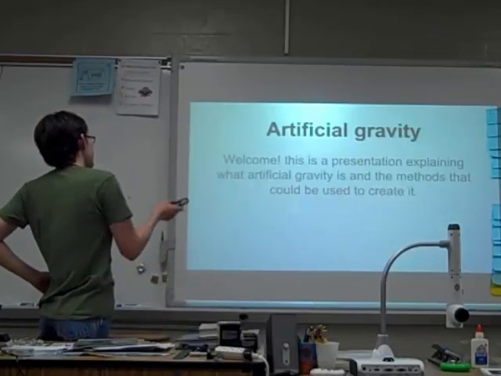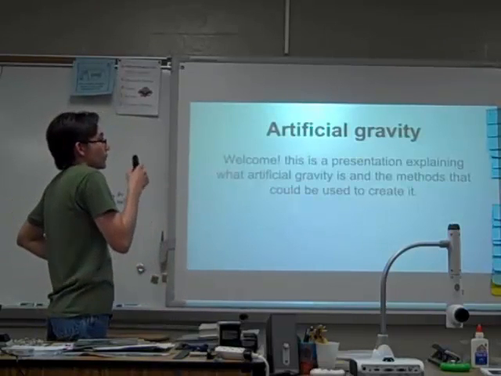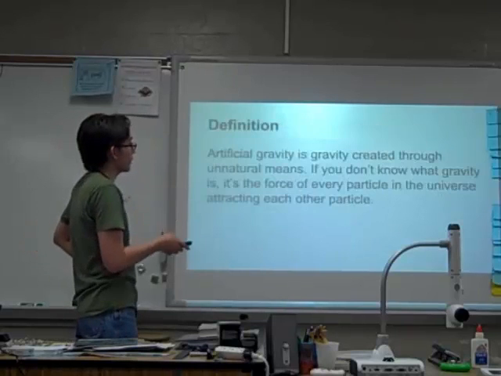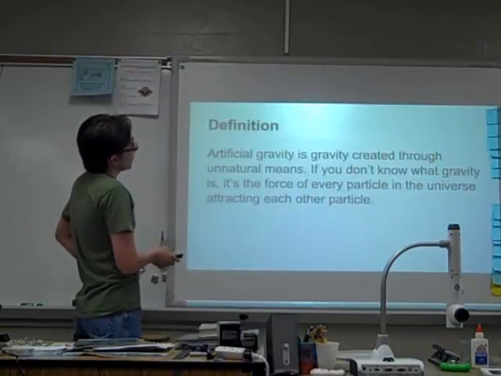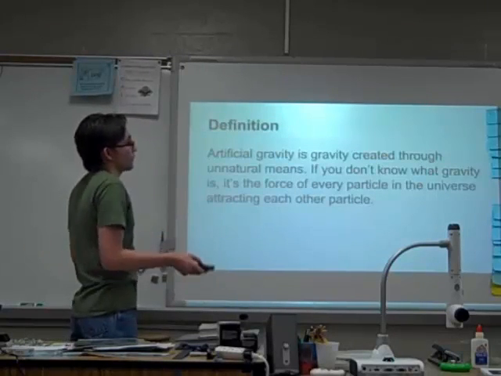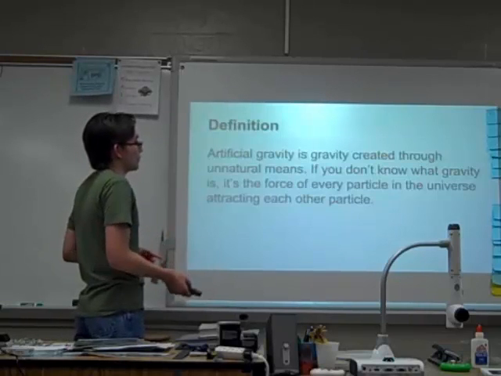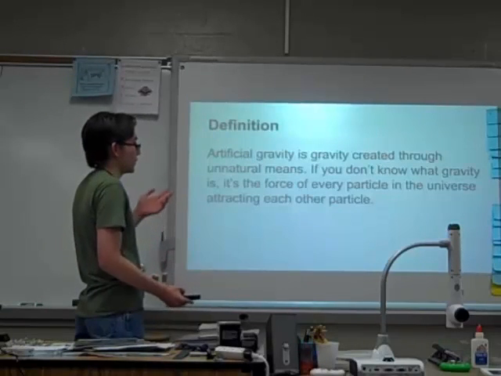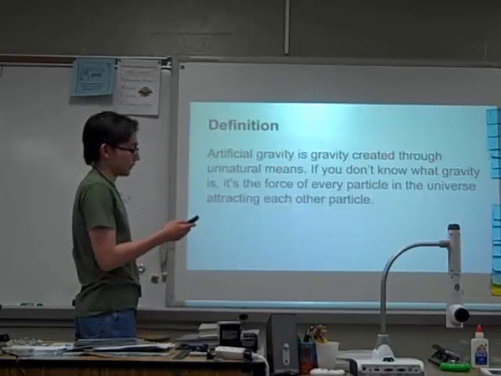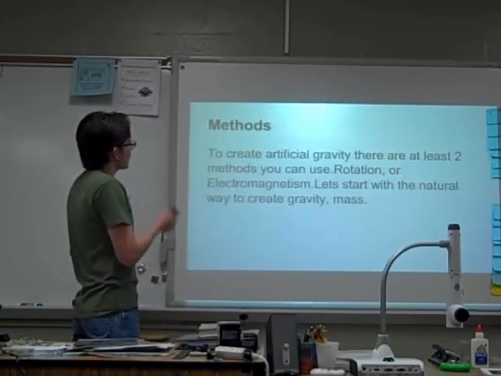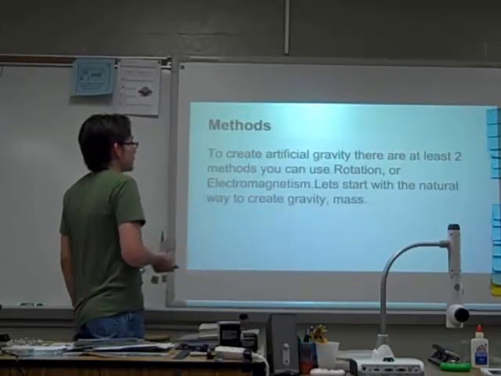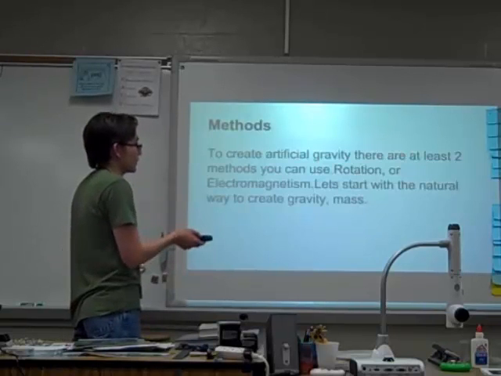Explaining what artificial gravity is and the methods that can be used to create it. Now, for starters, artificial gravity is basically gravity created through unnatural means. If you don't know what gravity is, it's the force of every particle in the universe attracting every other particle. Now, to create artificial gravity, there are at least two methods you can use: rotation or electromagnetism.